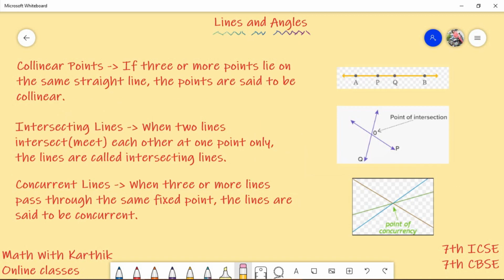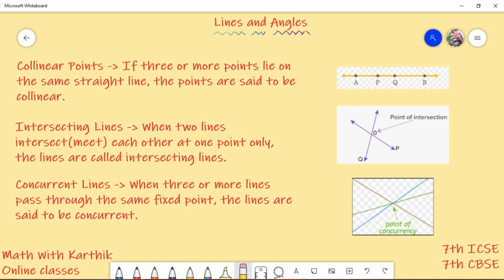Collinear points. What do you mean by collinear points? If three or more points lie on the same straight line, then the points are said to be collinear. Now here you can see that A, B, Q and B are the points, they are lying on the same line. So we call it collinear points.